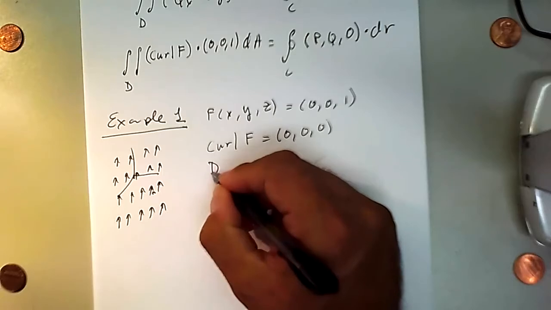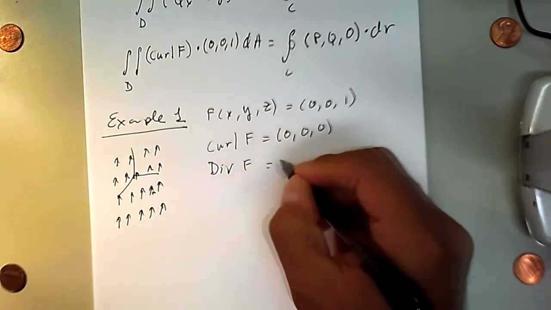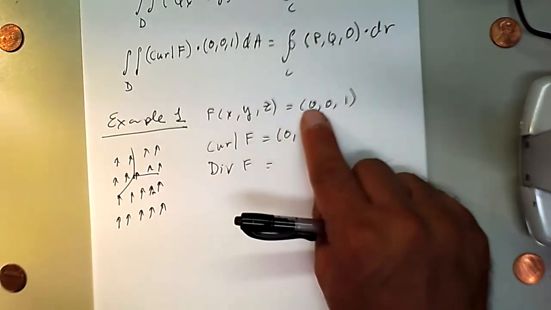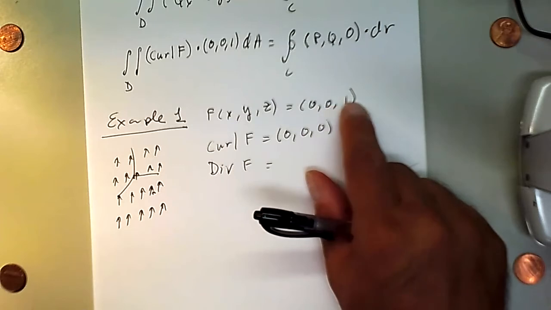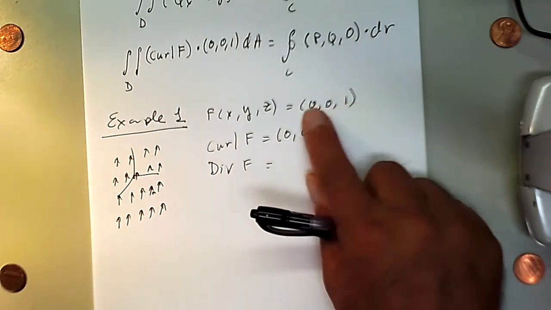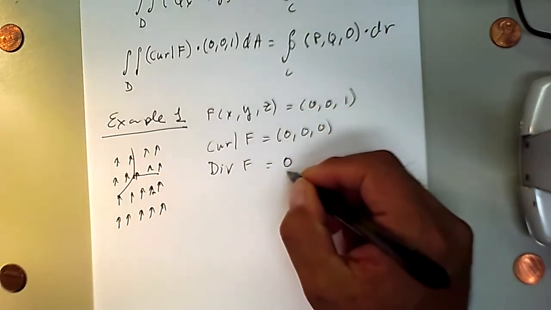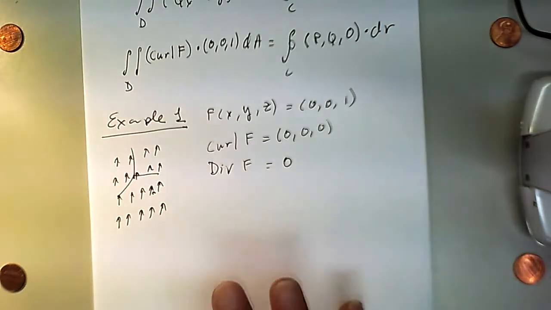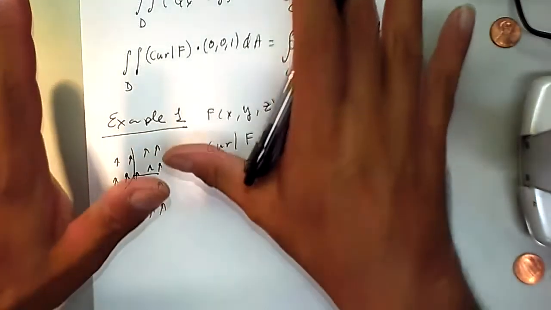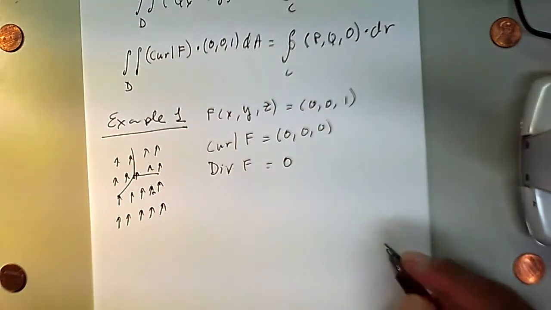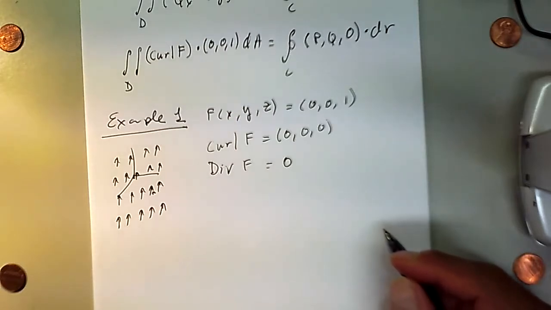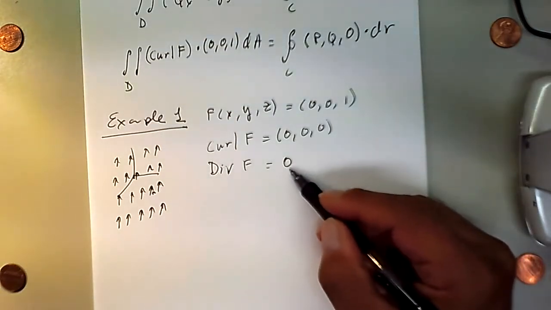The divergence of F, which is partial of that with respect to X, partial of that with respect to Y, partial of that with respect to Z, well, it's just going to be 0, 0, 0 again. So the answer is going to be 0. So even though everything is moving up at a constant speed and in the same direction, we're going to end up with zero curl and zero divergence.